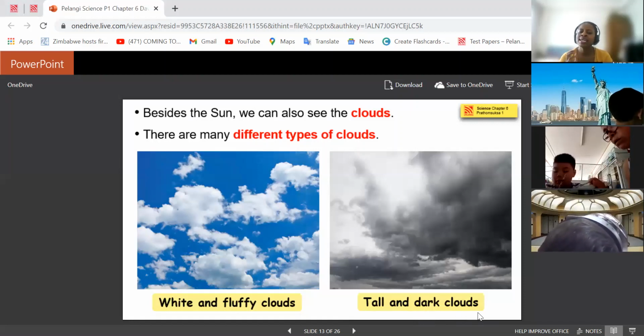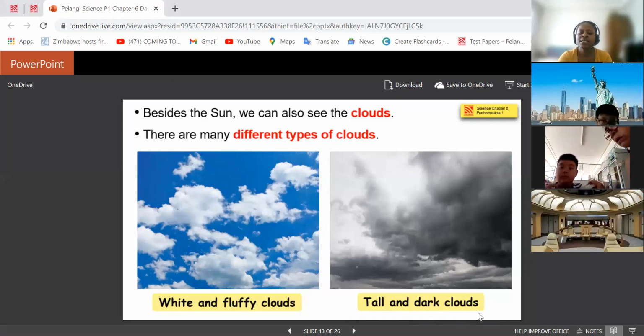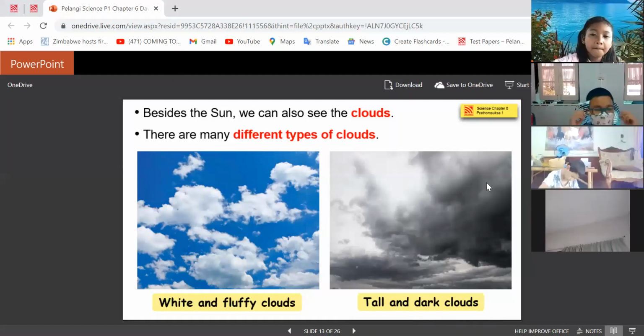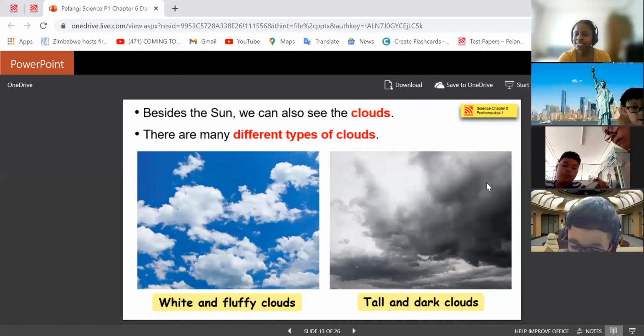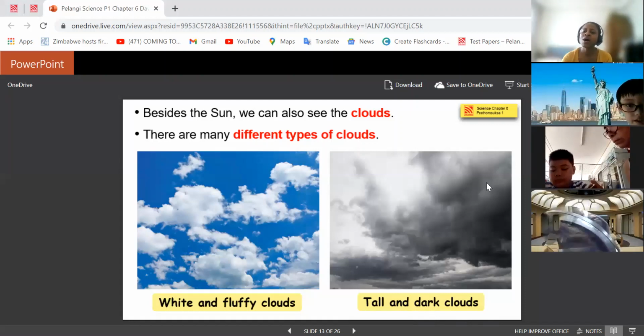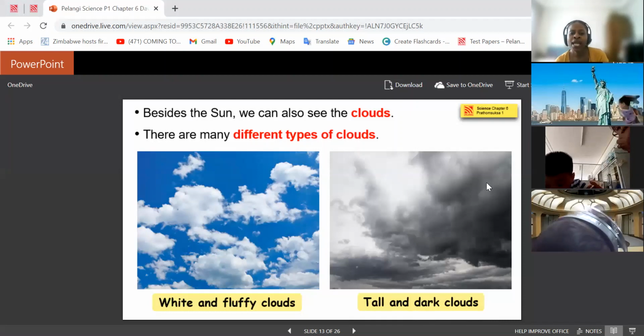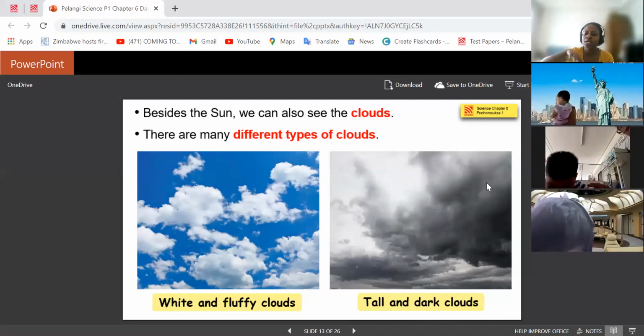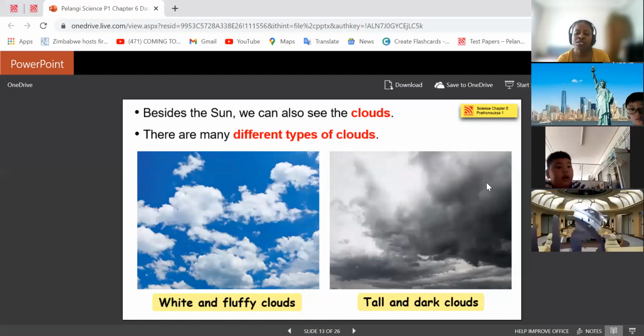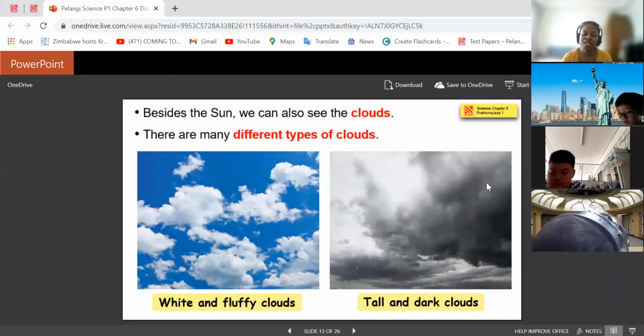All right. When the clouds have dark colors, it means it wants to what? What does it mean if we see a cloud with a dark color? Anybody? Yes, thank you. It means it wants to rain. So whenever we see tall and dark clouds, we must always know that it wants to rain, right?